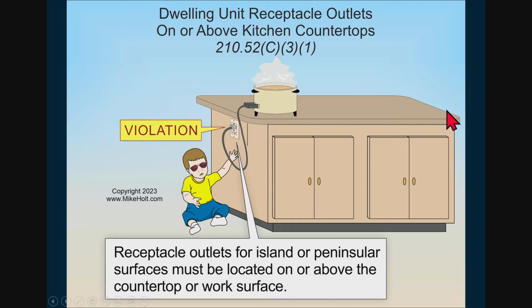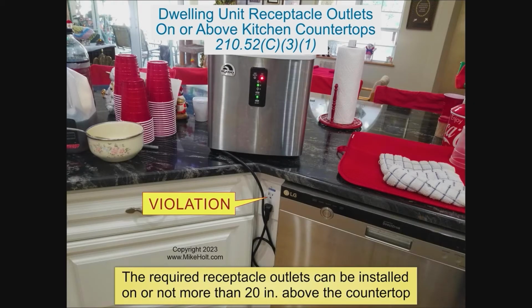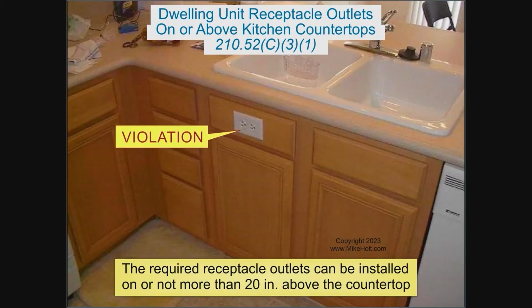But if it's an island, and if you choose to put it on an island, that receptacle can't be placed below the countertop because it has to be above it. So that's now a violation. Here's an example of a receptacle that is now a violation because receptacles cannot be placed below the countertop. Well, it's a violation if you were to put it in today. Exactly right. That receptacle's not a violation because it was put in when it was legal. And here's another example that you could not do today. No receptacle can be installed below the countertop.